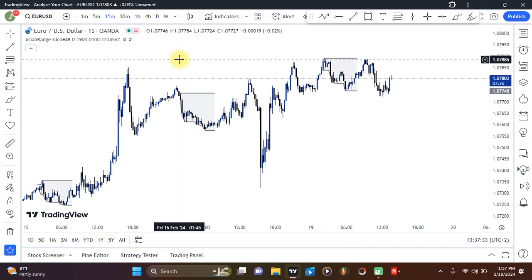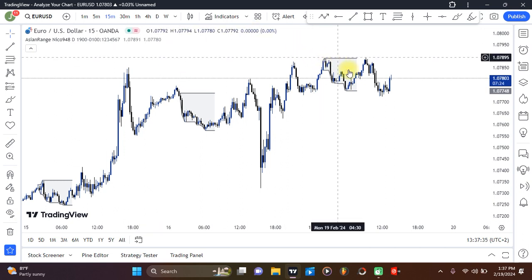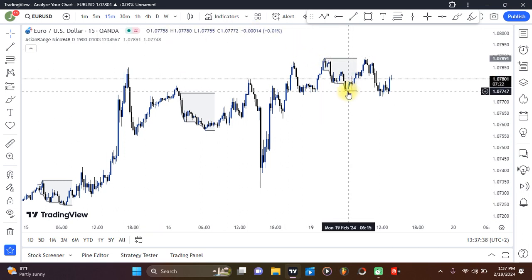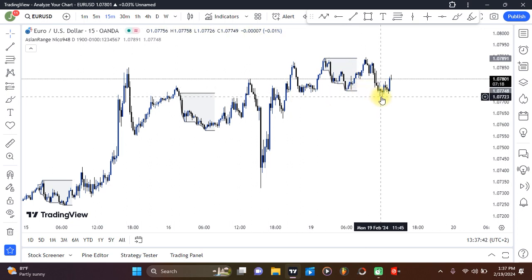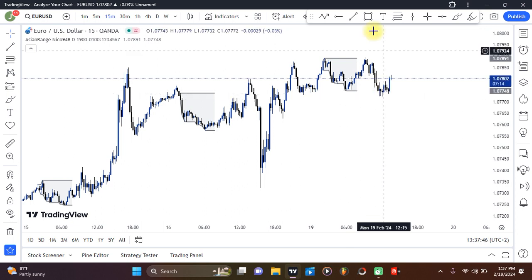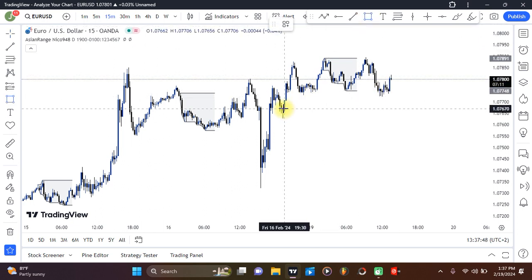Now, as you can see here, this is the high of the Asian and this is also the low of the Asian. And then the market here broke to the downside of the Asian and it didn't even reach our order block. It started pushing to the upside. So where is our order block? Our order block that we're going to use is this one.